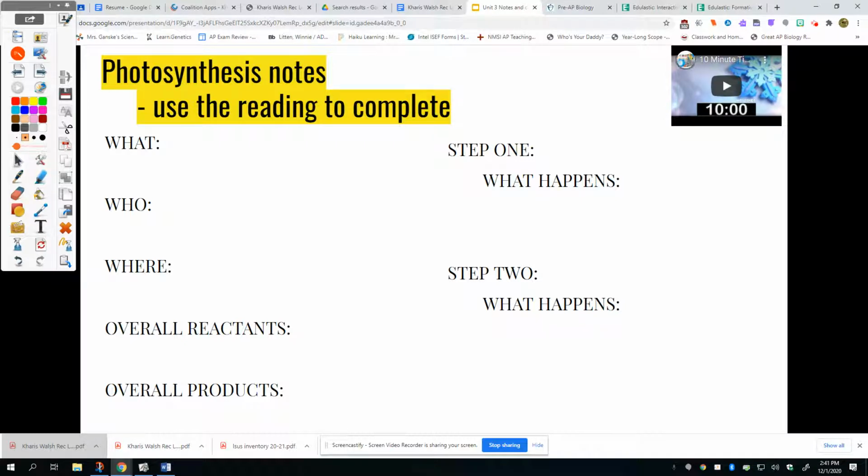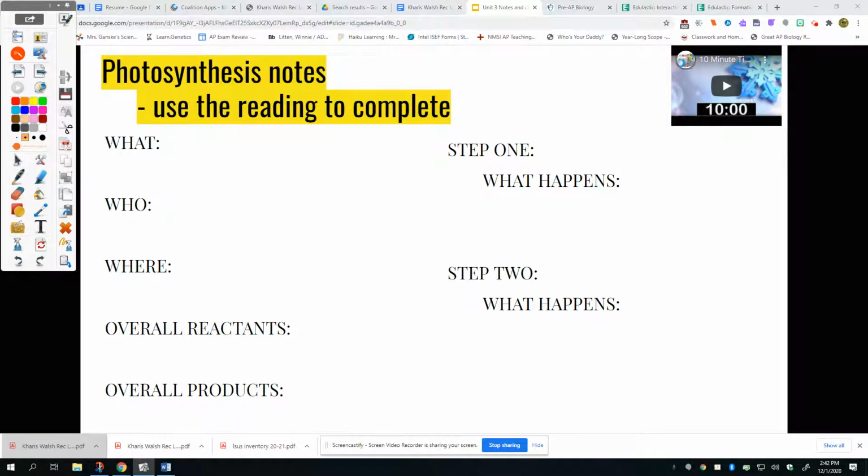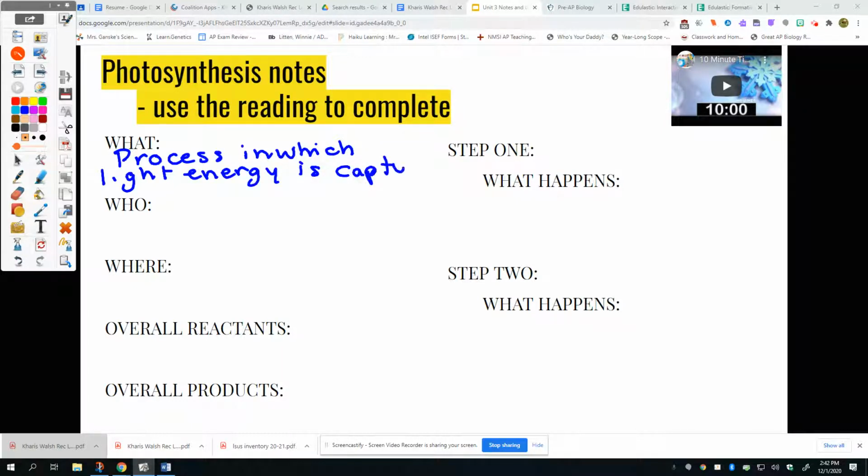First off, what is photosynthesis? Photosynthesis is a process in which light energy is captured as chemical energy for all living organisms.